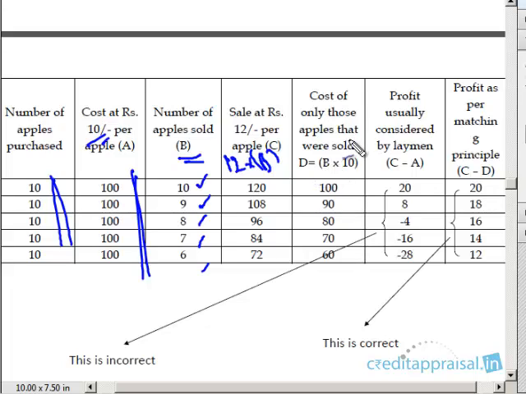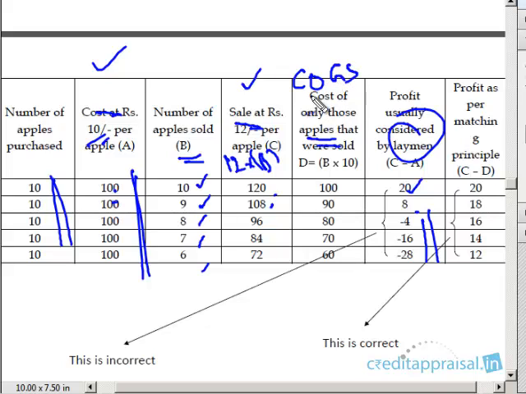So please note that when you want to calculate the profit, laymen, people who don't know accounting, will be tempted to calculate profit as this column minus this column. This is the sale and this is the cost. So 120 minus 100, 20. 108 minus 100, and they calculate like that and they end up with a loss. So you know this is wrong because you have to consider only the cost of the apples that were sold.